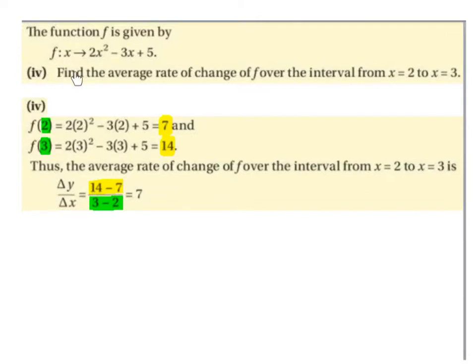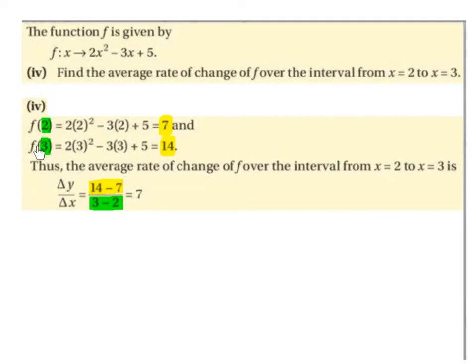Part 4. Find the average rate of change of f over the interval from x is equal to 2 to x is equal to 3. So f of 2 is going to be 2 times 2 squared minus 3 times 2 plus 5, which is 7. So what we did was we substituted 2 into our original function f.